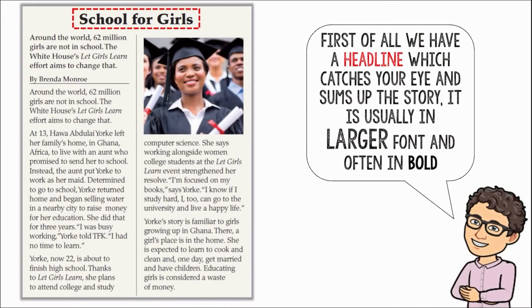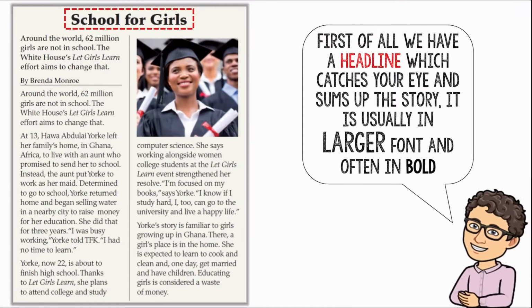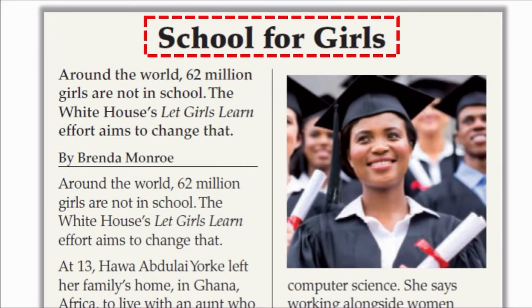First of all, we have a headline, which catches your eye and sums up the story. It is usually in larger font and often in bold. So here the headline is School for Girls. So the headline is like the title, right? And it's larger and in bold, just like we can see right here.